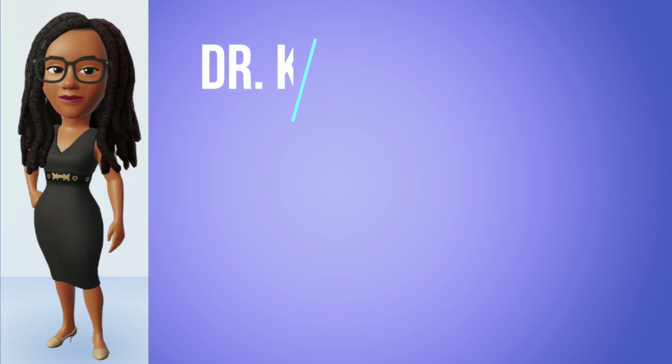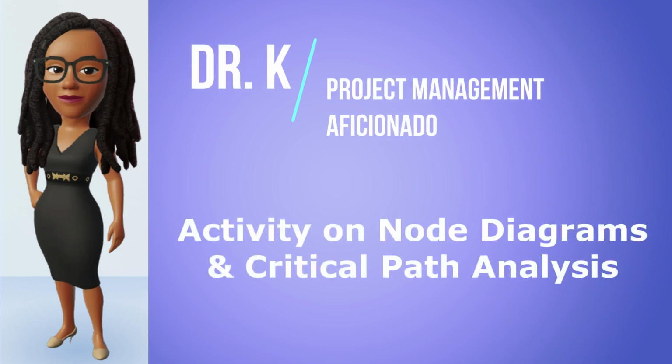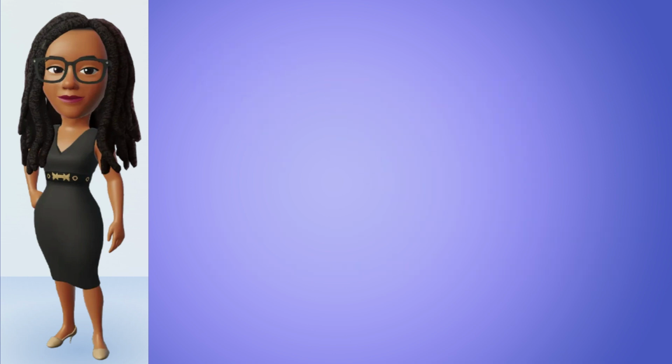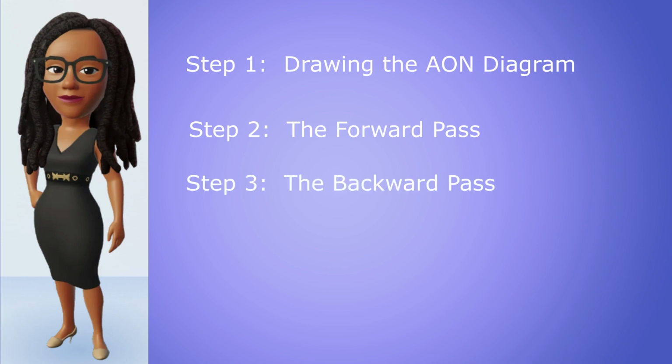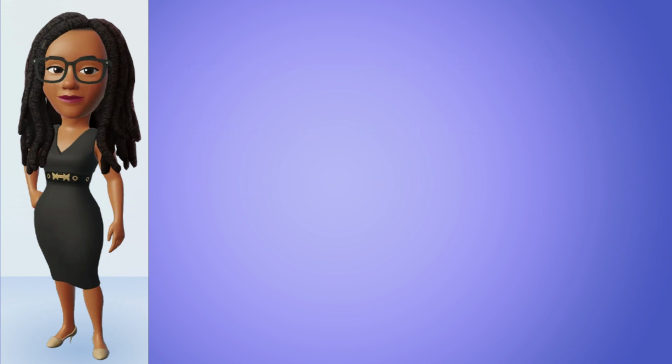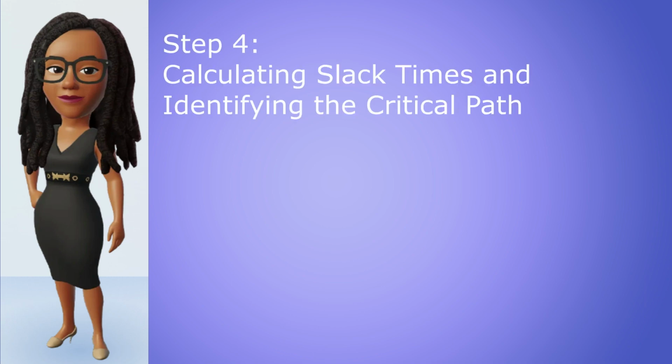I'm Dr. K and this is the final video in a 4-part series on activity on node diagrams and critical path analysis. In previous parts, we covered steps 1 to 3, which are drawing the activity on node network diagram to graphically represent the project schedule, completing the forward pass to calculate the early start and finish times of the project activities, and completing the backward pass to calculate the late start and finish times of the project activities. It's now time to get started with step 4, calculating the slack time and identifying the critical path. Let's go.